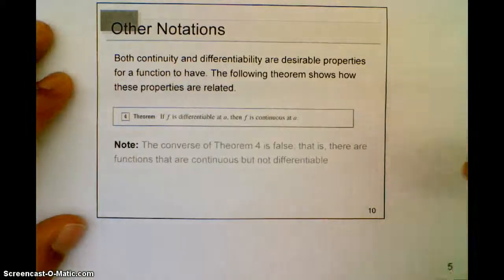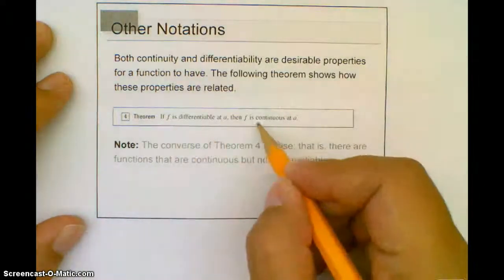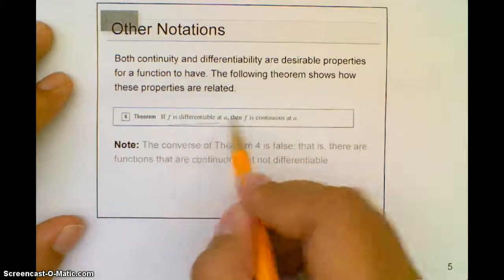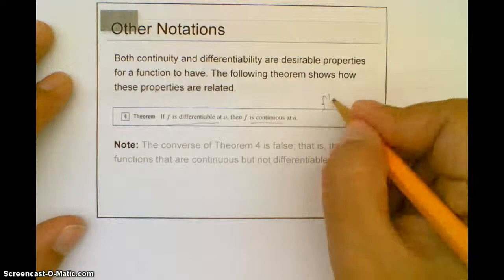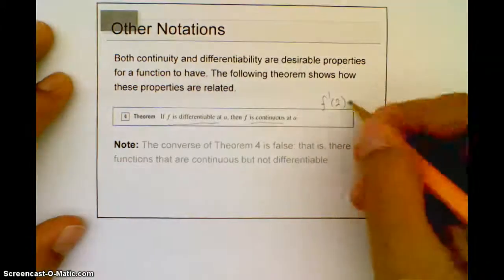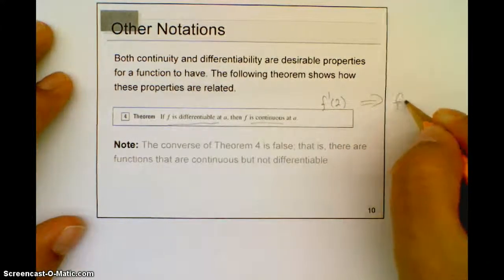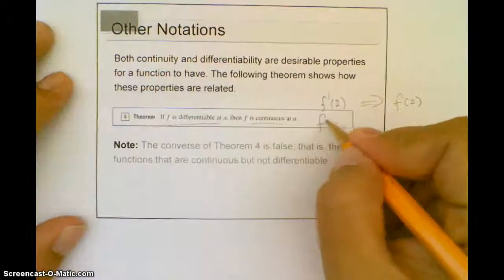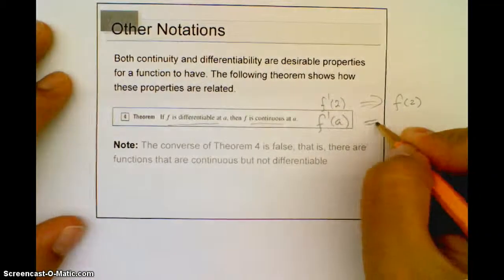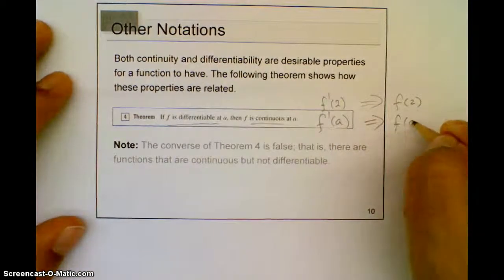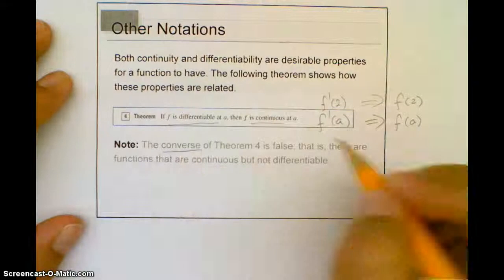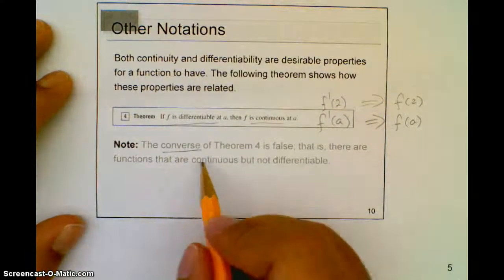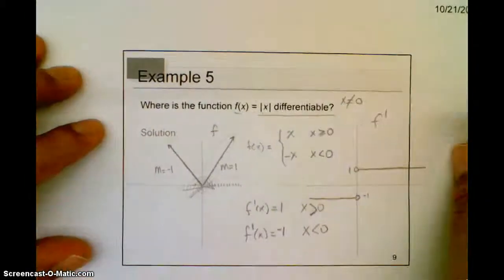Then we have a theorem: if f is differentiable, then it is continuous. So this is very simple. If I can find f prime of 2, then naturally the function is continuous at 2. If I can find f prime of any number, then naturally f of that particular number exists, okay, and is continuous. And it says the converse is not true, and we can see it in the previous example.